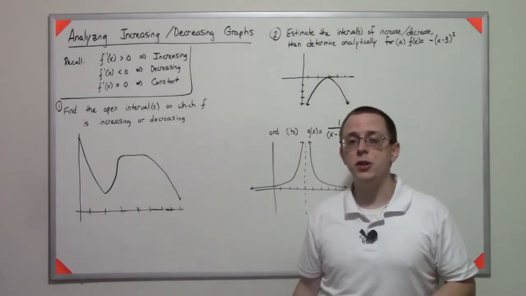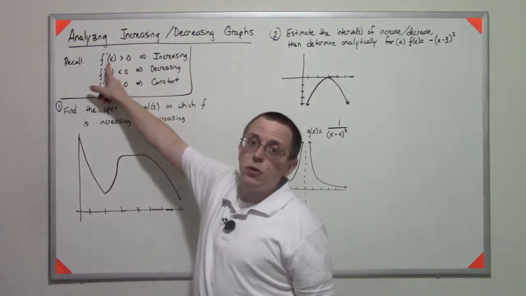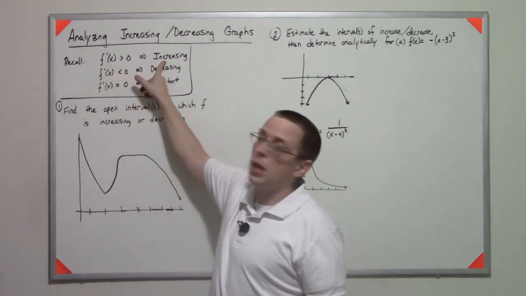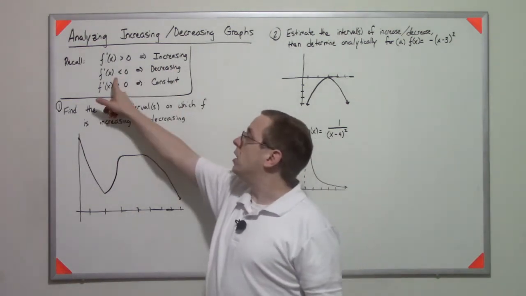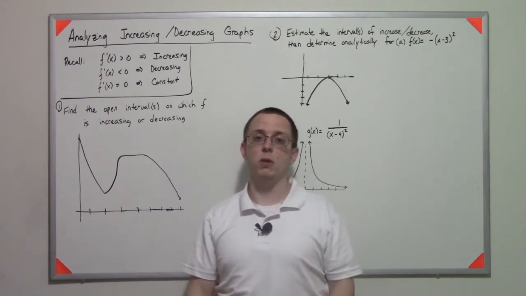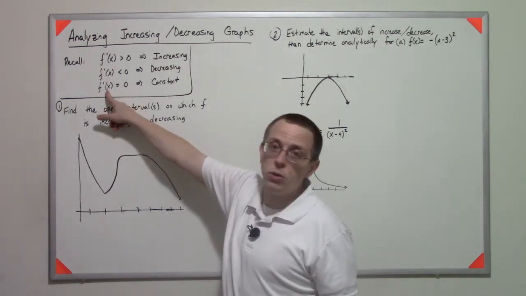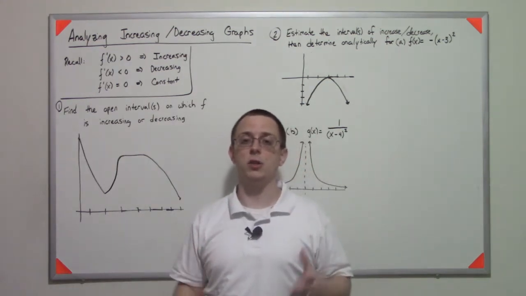From our previous section, we talked about the idea that if the value of the derivative is positive, that implies the function is increasing on some interval. And if the derivative of the function is negative, that implies the function is decreasing on some interval. And if the value of the derivative is 0, that implies the function is constant on some interval.